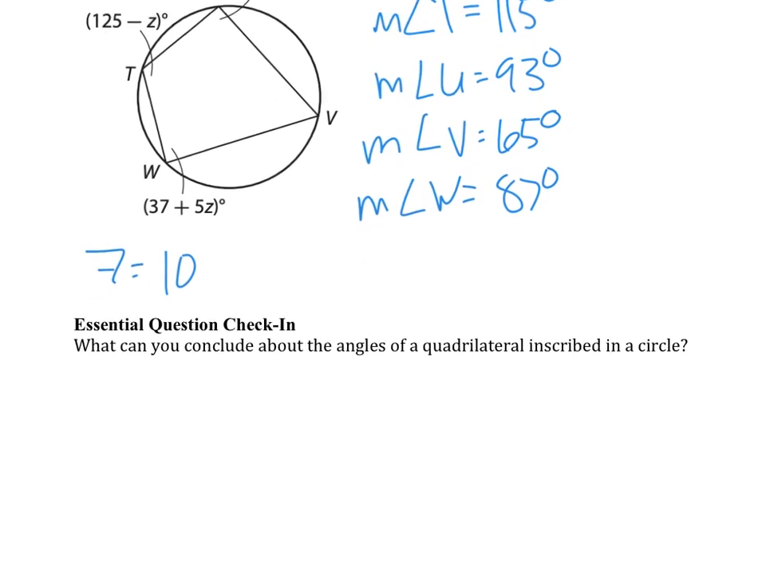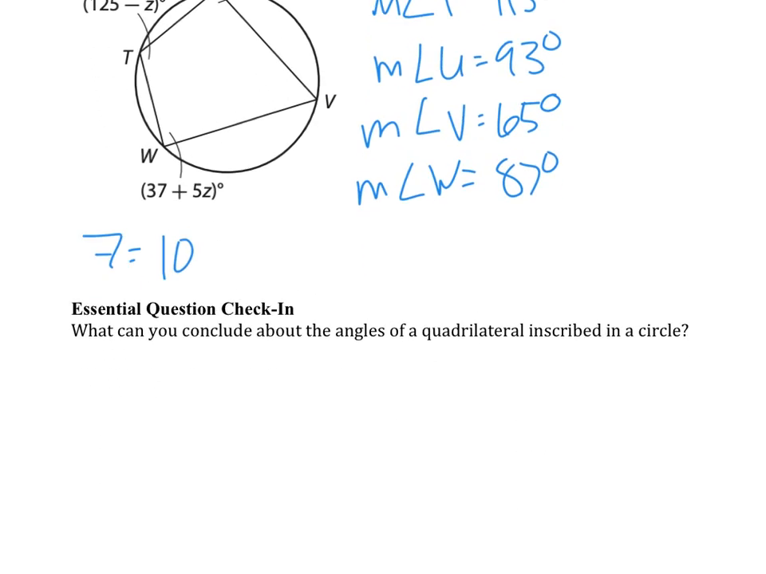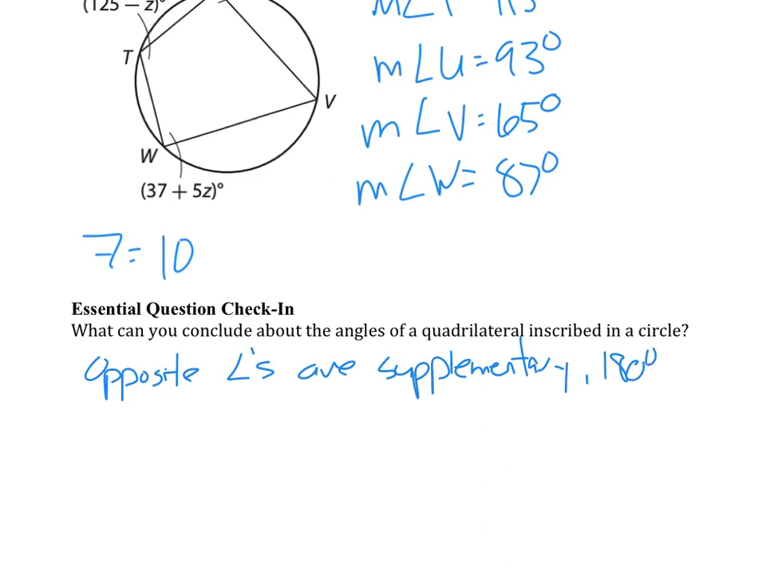So our essential question check-in, what can you conclude about the angles of a quadrilateral inscribed in a circle? So we know that opposite angles are supplementary, which means they add to 180. And we also know the total angles add to 360 degrees. We can use any of those to find missing angles.